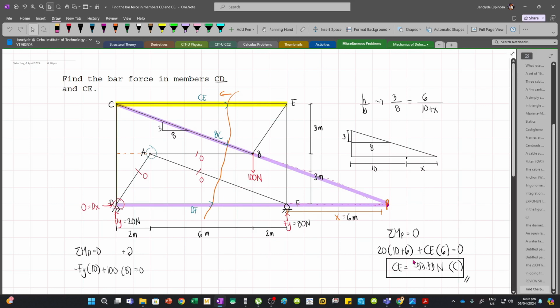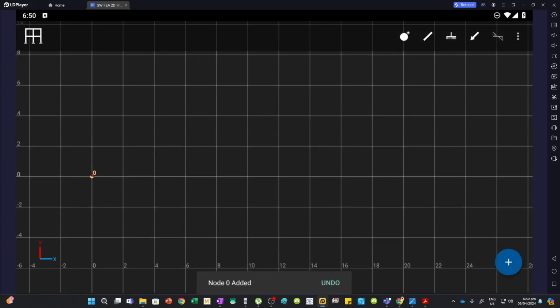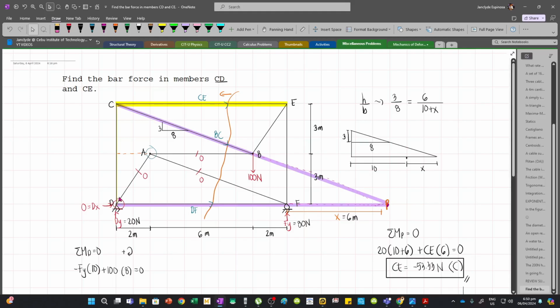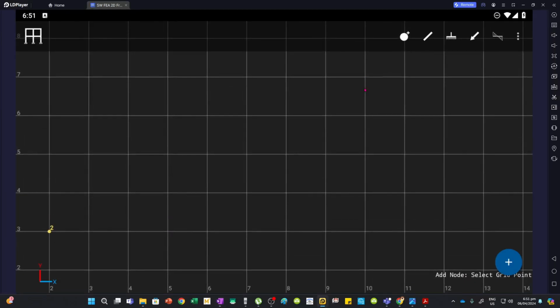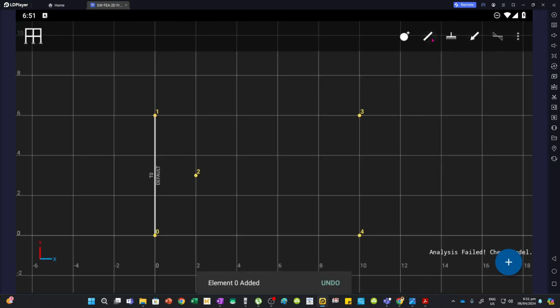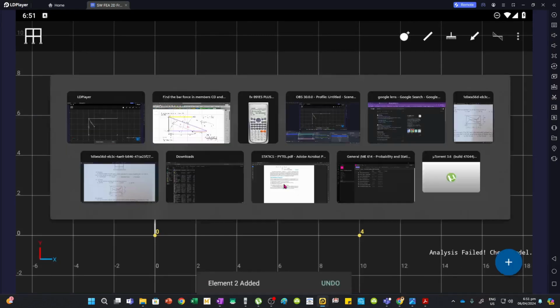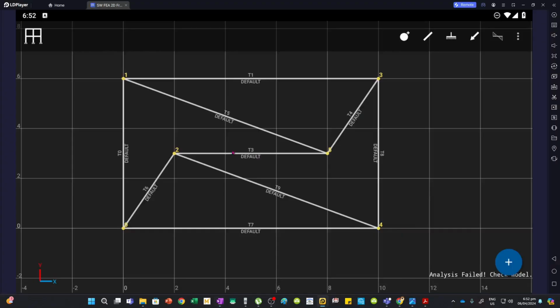So let's try to check if our answer is correct. Let's just model it here. Let's place a node here at the origin, 0, 0, and then we have 0, 6, this is 2, 3, while this is 8, 3, and this is 10, 6. These are our coordinates: 0, 0, 0, 6, and then 2, 3, 10, 6, and 10, 0. And so let's connect them. Let's add truss elements here and here, and then we have this connection. By the way, there is also a node at 8, 3. Let's add it. So this is now our truss.